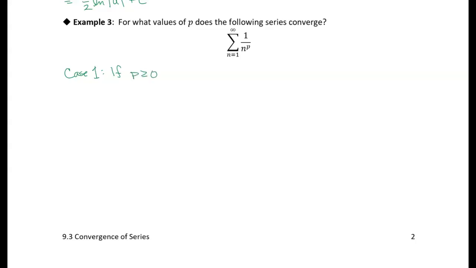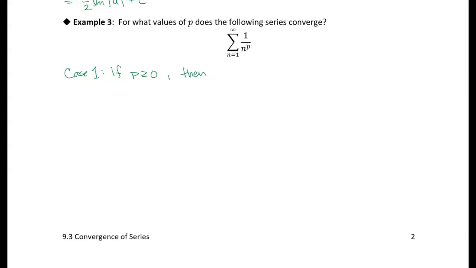Now, obviously, if it is 0, then it just becomes n to the 0, which is 1, so it's 1 over 1, so we're just adding up a bunch of 1s. So obviously that diverges. But if p is negative, then because this n to the p is in the denominator, the n to the p kind of flips up to the top. So let me write that down.